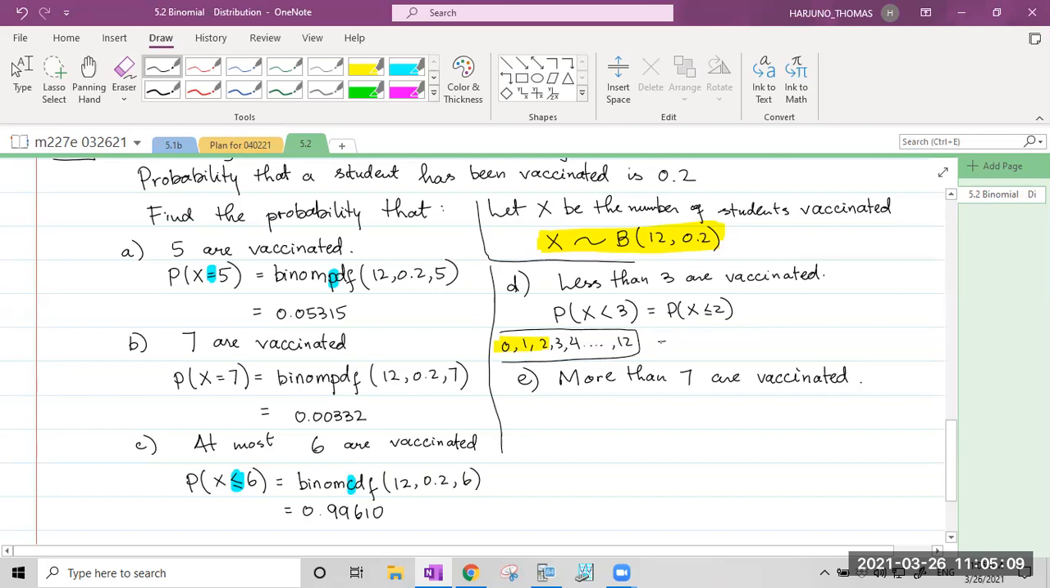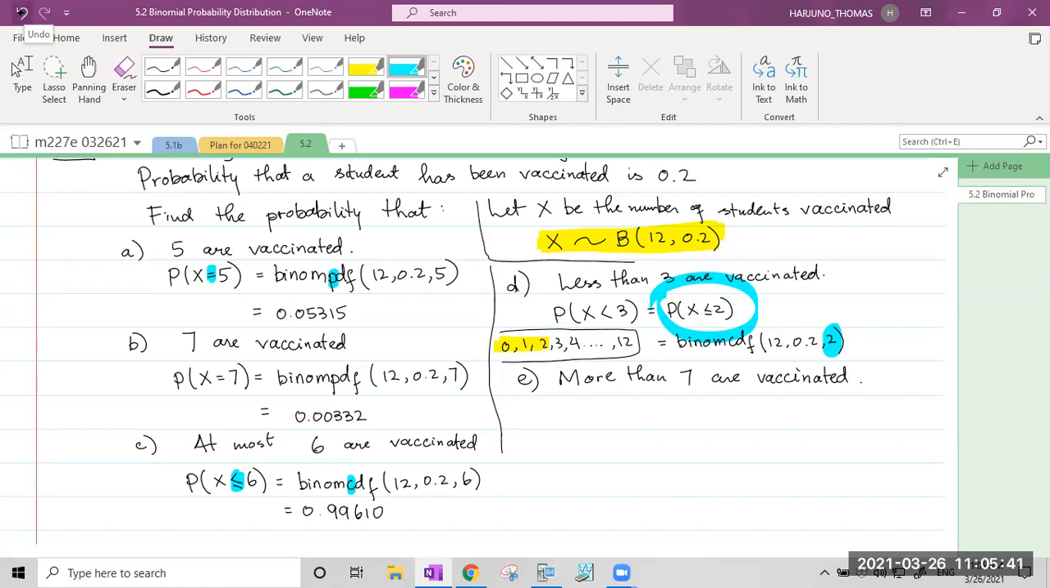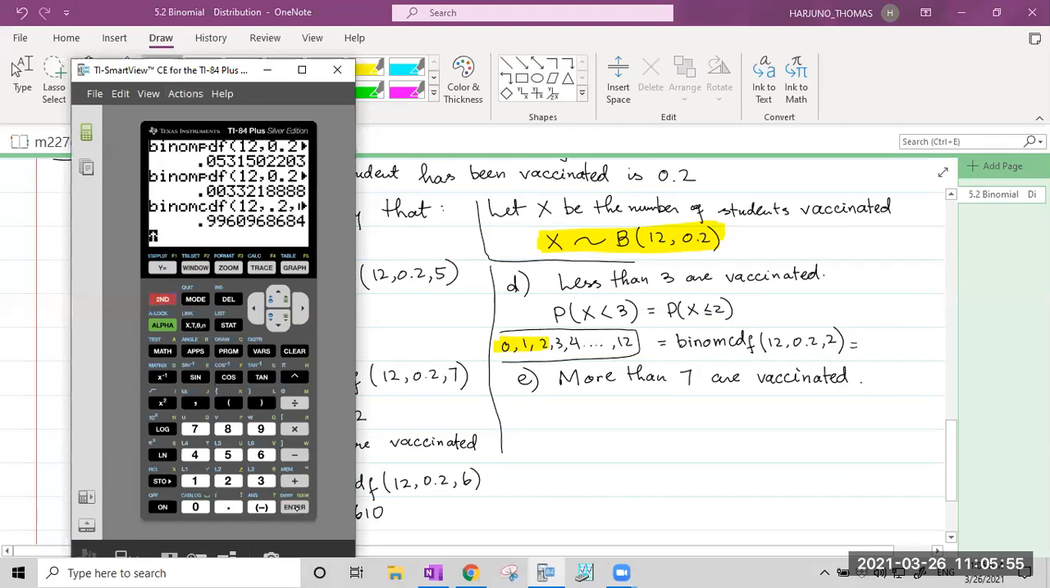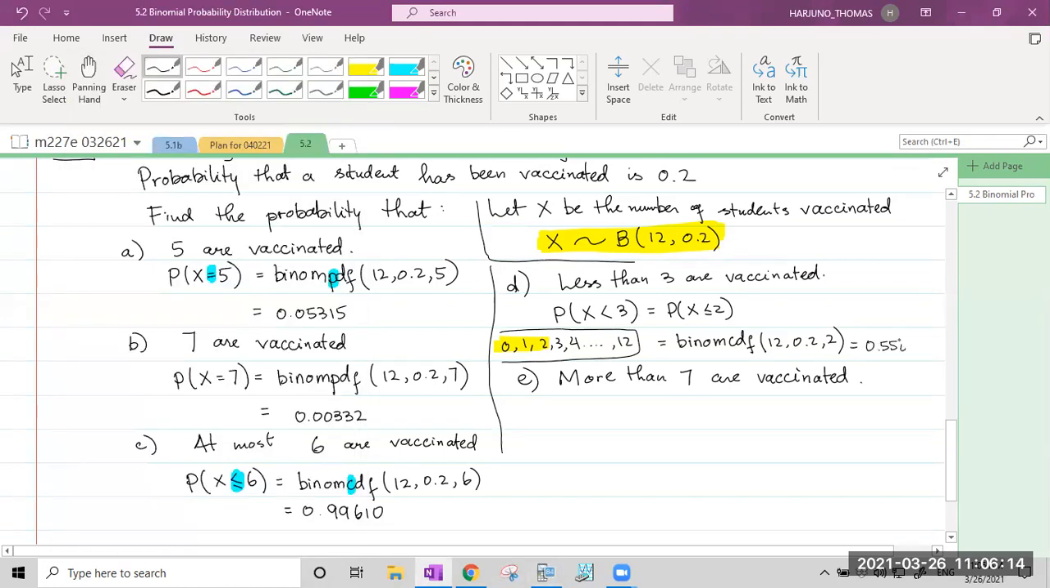So then the calculator notation is binom Cdf 12, 0.2. If you don't do this adjustment, very likely you will put 3 there, which is wrong. When we say less than 3 for this type of distribution, it refers to only up to 2. That's why doing that adjustment will help you see better. So that will be binom Cdf 12, 0.2 up to 2. That gives 0.55835.